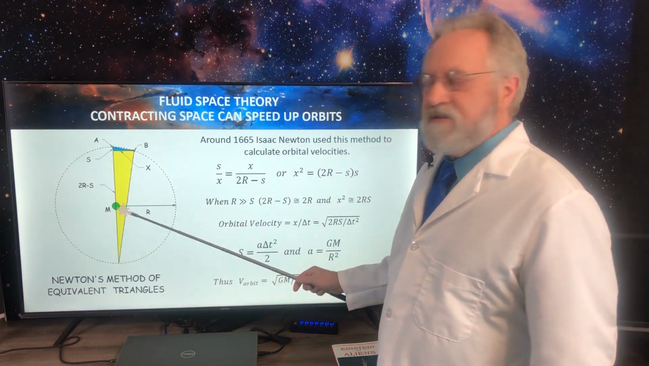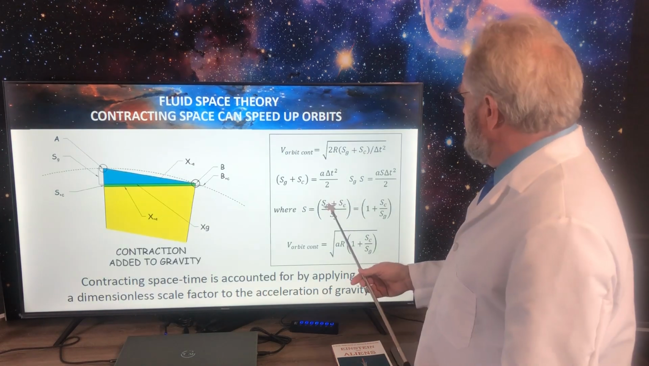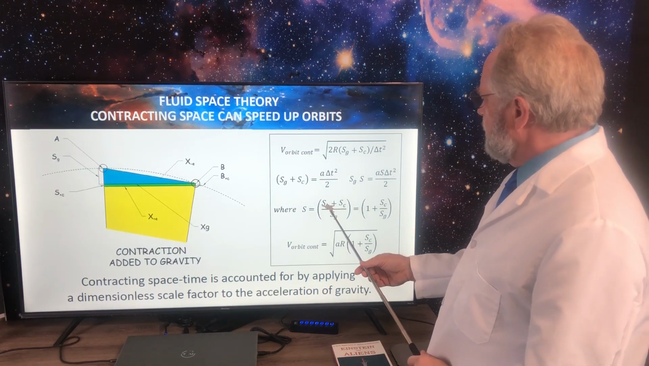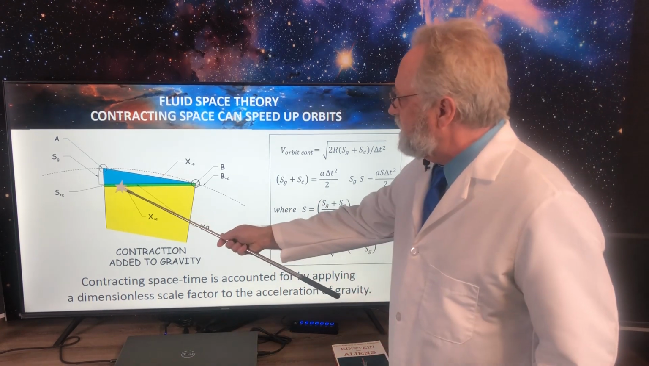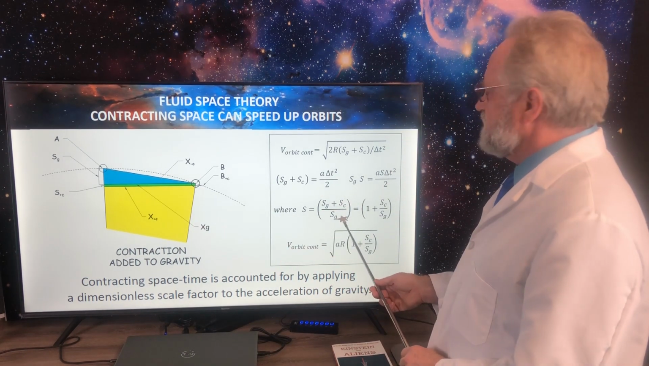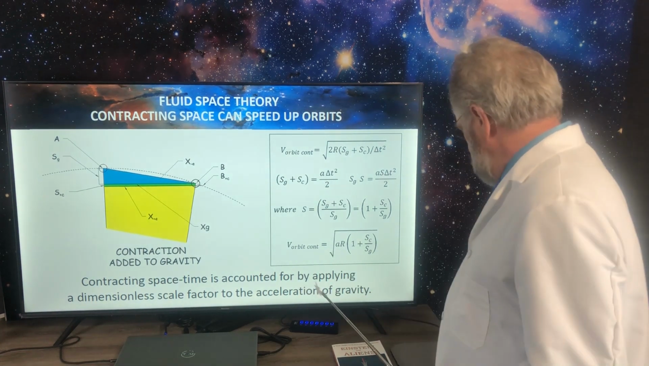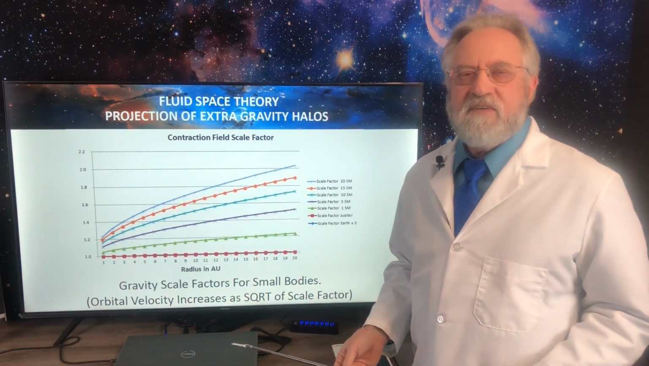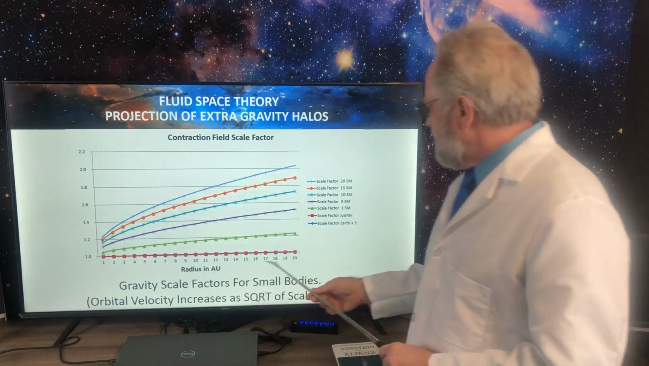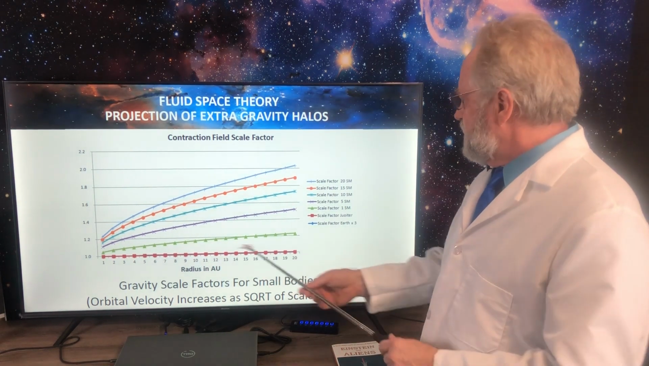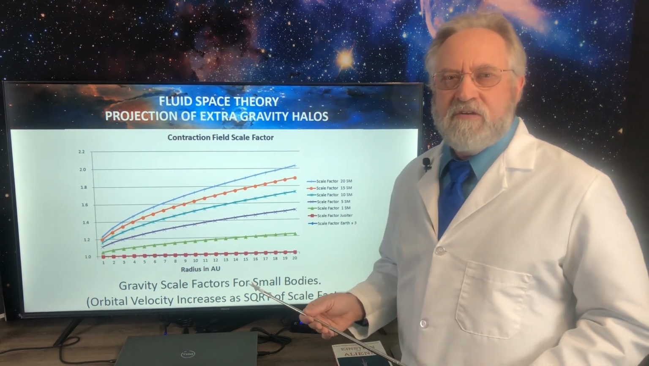And I use Newton's method to apply a scale factor, as I described before, to the acceleration of gravity. And the scale factor is equal to the contribution by gravity, the distance something will fall by gravity, plus the distance it will be contracted over the distance it will fall by gravity. And this gives me a number of 1 or larger. And then I plotted those scale factors based on the masses of several different objects and a radius, in this case, of 0 up to 20 AU. And 20 represents just about the orbit of Uranus.